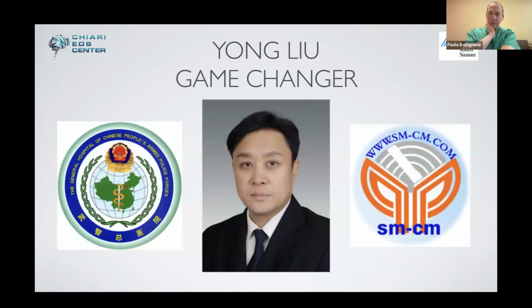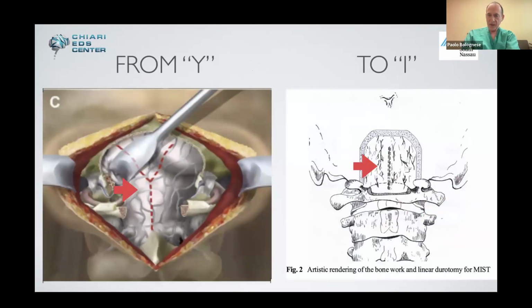This is the guy I told you to pay attention to in the beginning. Now the game changer, Dr. Yong Liu from Beijing. He had the brilliant idea: I'm not going to open the dura in a Y fashion. I'm going to open it as a vertical, small incision in the middle where the dura is the thickest. So I'm not going to have the 10 o'clock and 2 o'clock problem. And through that, I'm going to go hard on the tonsils.